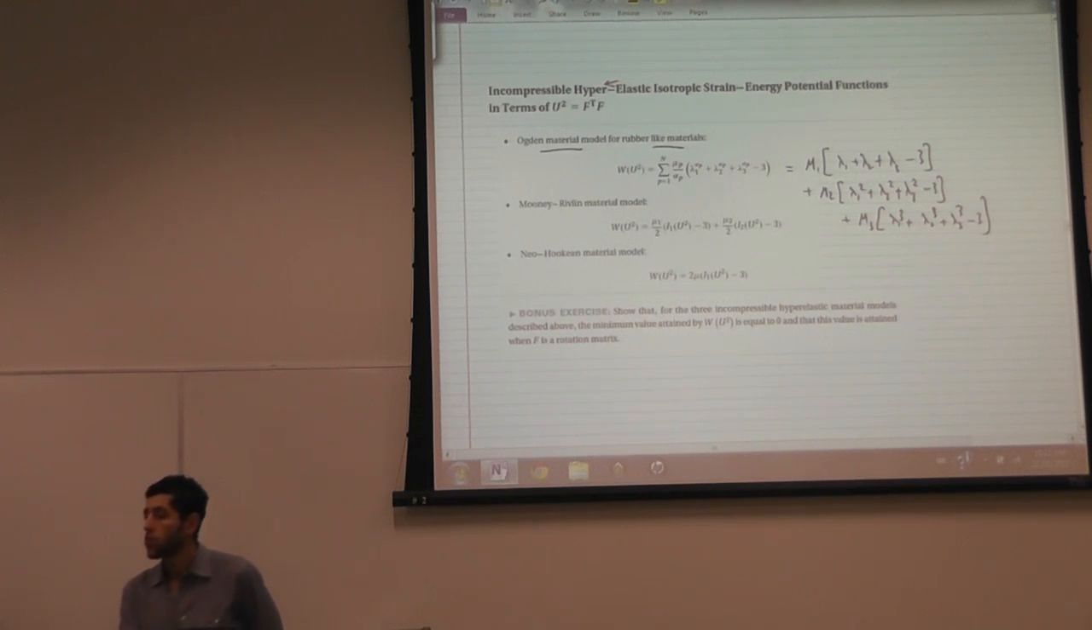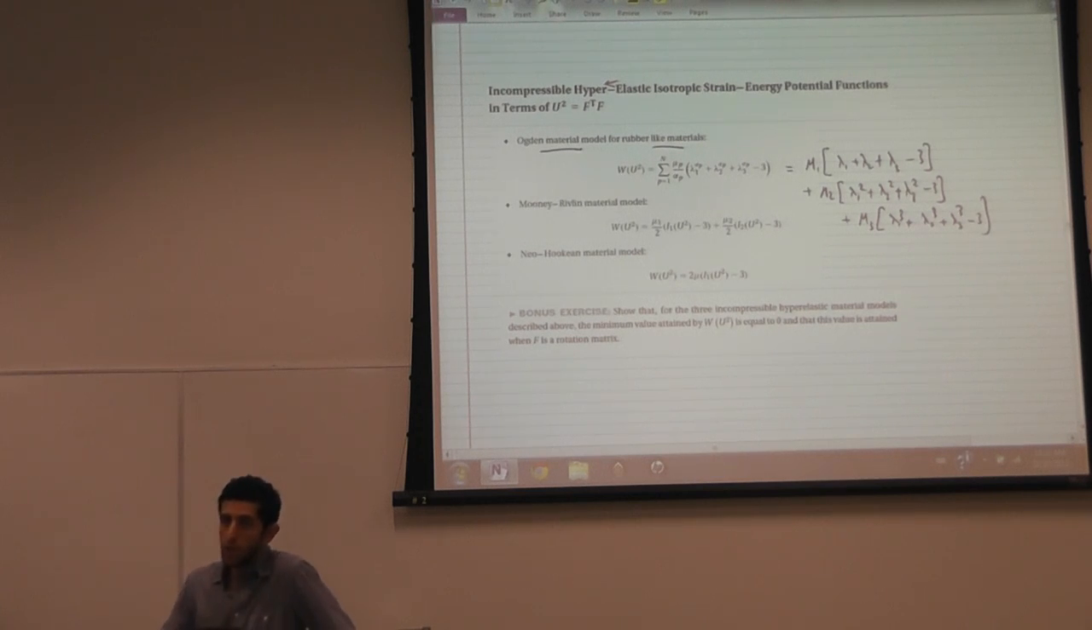And try to find those material constants, which are equivalent to Young's modulus and Poisson's ratio. But for large deformation, it's not Young's modulus and Poisson's ratio anymore. These are just constants according to this material model. Do some experiments in the lab and find these mu 1, mu 2 and mu 3.